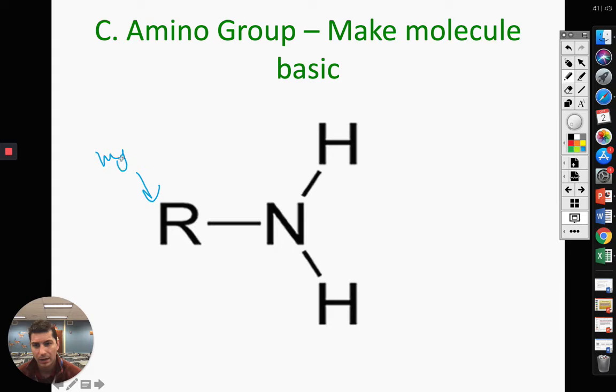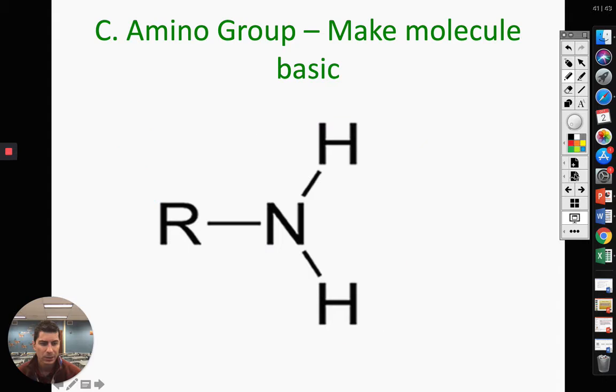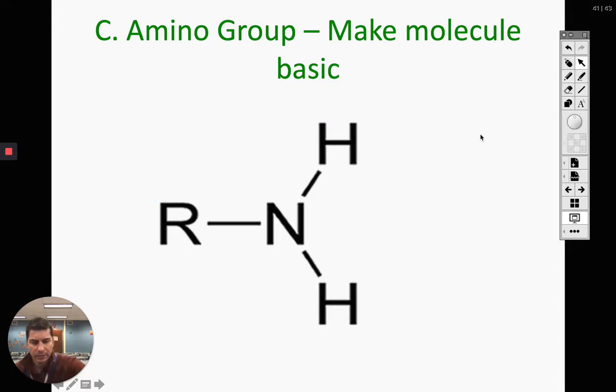Again, the R is our hydrocarbon. This is our amino group. It's a nitrogen bonded to two different hydrogens, and that's going to make it basic. So the last one we went over, carboxyl group, makes it acidic. This one makes it basic. What if we put both of them on a hydrocarbon? What's going to happen there? Well, it's probably going to stay pretty neutral. All right. If we put something basic with something acidic, it's probably going to still be fairly neutral, or slightly basic or slightly acidic, but not a whole lot.